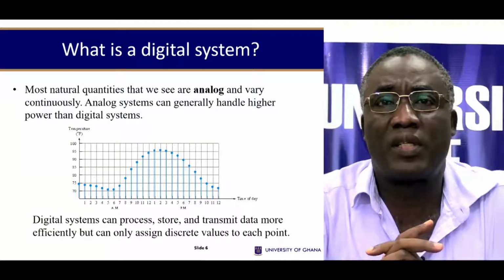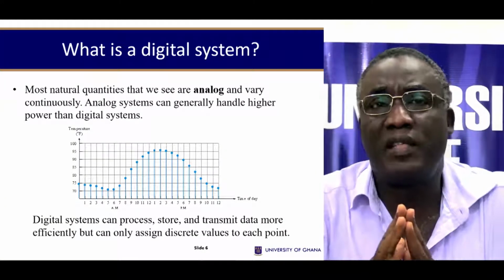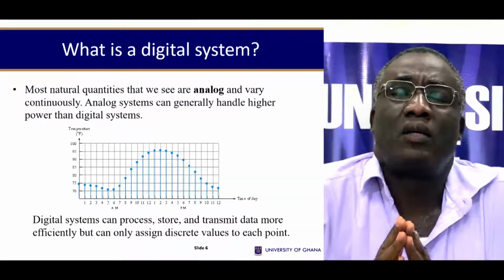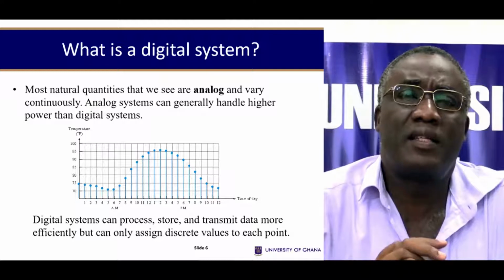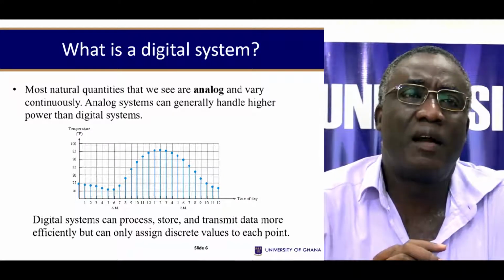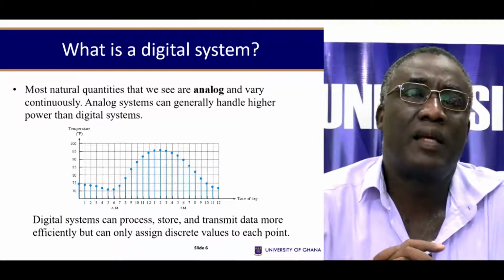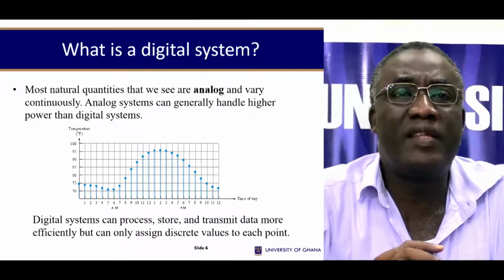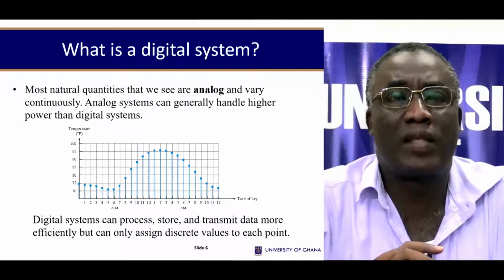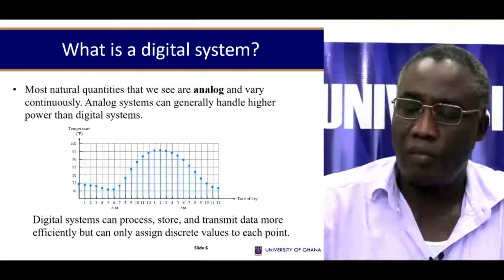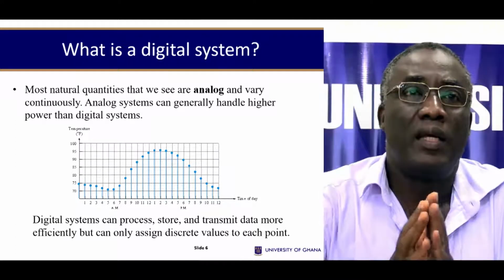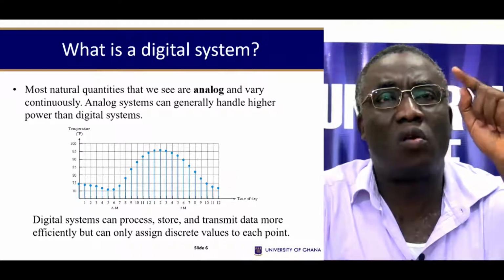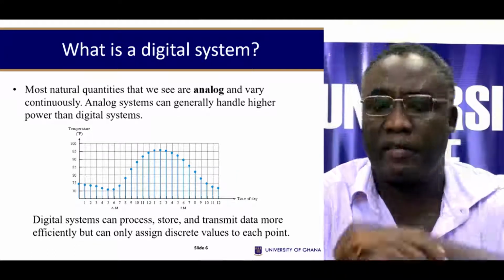Digital systems can process, store, and transmit data more efficiently than analog systems can. And there are a number of reasons why. Originally, it was thought that digital systems would be less efficient. However, it was soon realized that we can make them more efficient provided we increase the number of bits that we use to store the data. So, in digital systems, we assign discrete values to the points on the continuously varying graph.